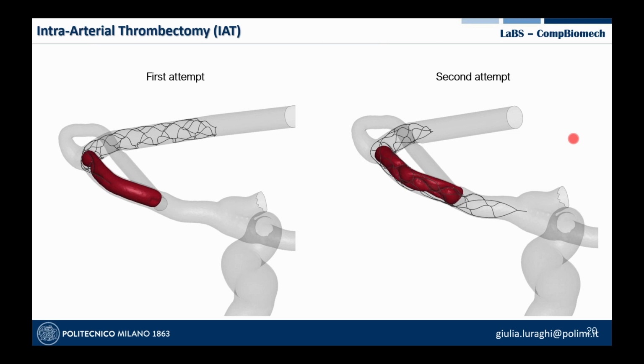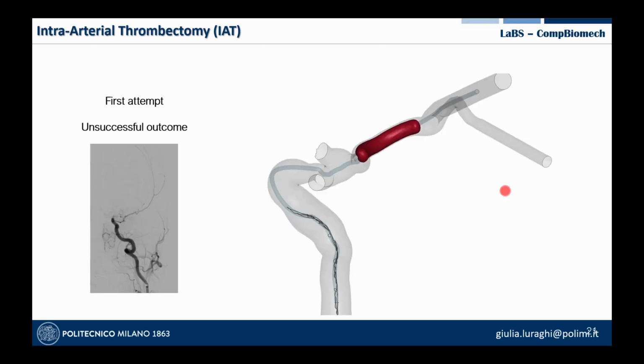So we ran and performed the simulation to replicate the two attempts. In the first one, we placed the stent in a too distal position, and in the second simulation, we placed the stent in the correct position. So this is the simulation of the first attempt.